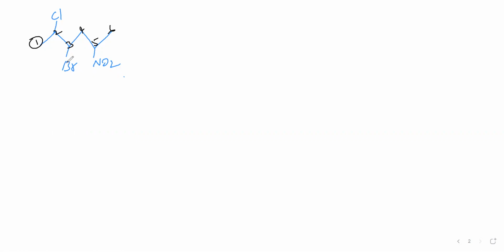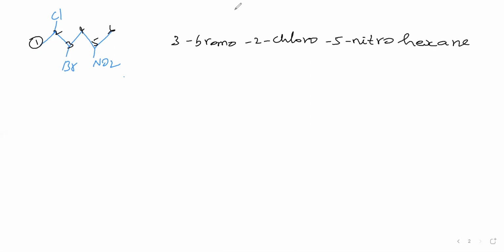So, Br name we will say first. Cl name we will say next. Next, nitro name we will say. Then the parent chain name we will say. The parent chain contains 6 carbon atoms, therefore hex. Carbon-carbon single bond, therefore ane. So the name of this compound is so and so. Next compound we will take.